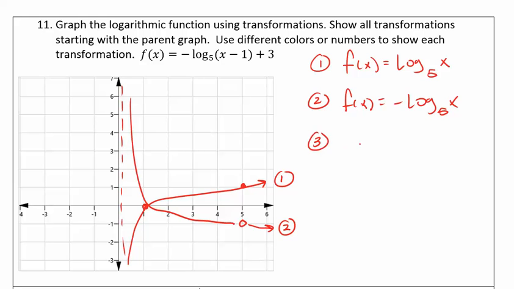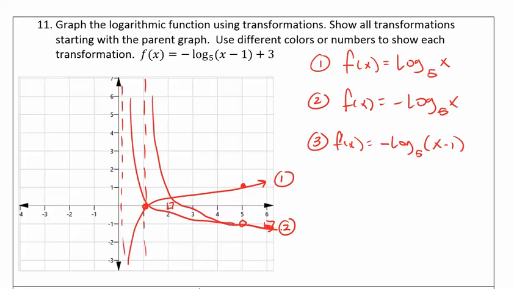For number 3, I'm going to have f of x equals the negative log base 5 of x minus 1. The minus 1 on the inside of my parentheses moves my graph 1 unit to the right. So this point gets moved over here, which I'll do like a little square, and this point gets moved over there, which I'll do as a little square. And that means that my asymptote also gets moved to the right. So I have this graph that looks kind of like that, and that's number 3.